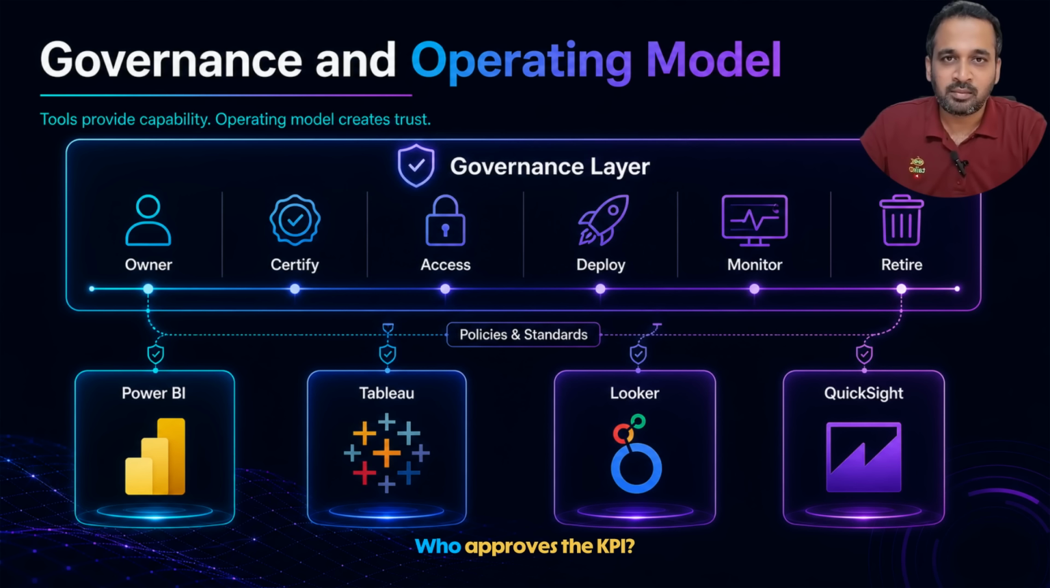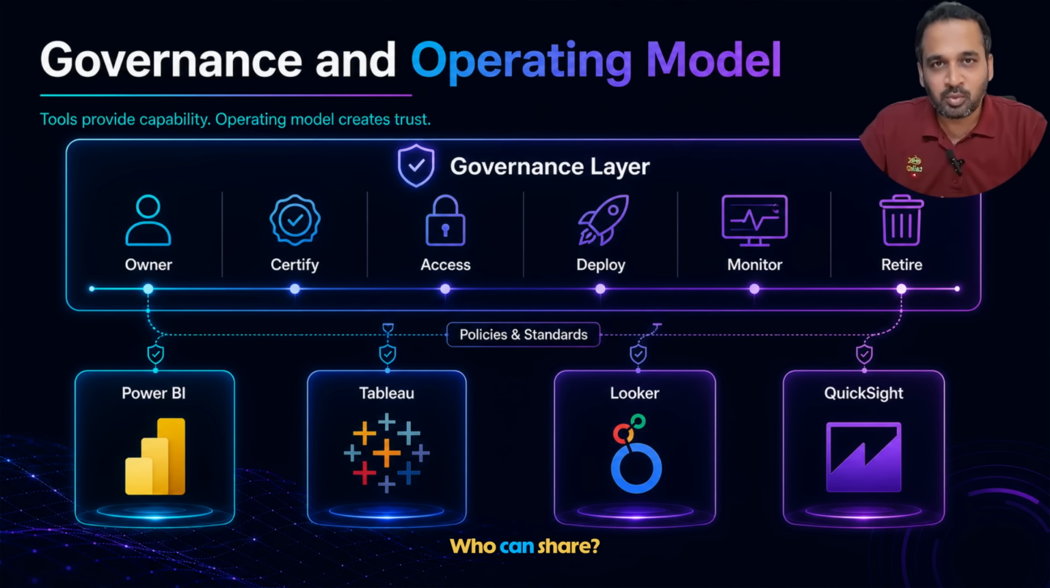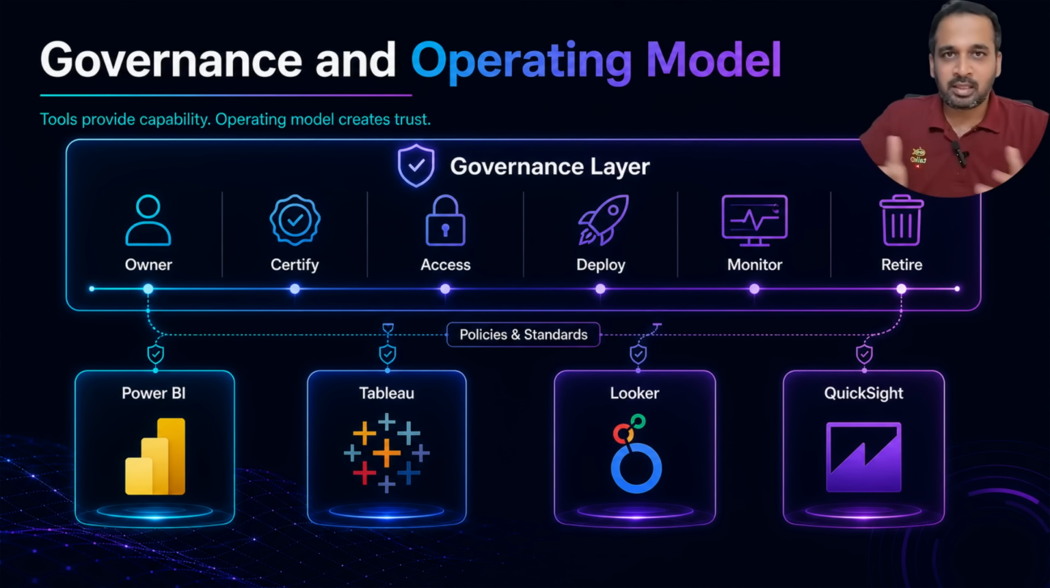Who owns the model? Who approves the KPI? Who can publish? Who can certify? Who can share? Who monitors usage? Who retires old content? Without these answers, any BI tool can become messy. The tool gives capability. The operating model creates trust.